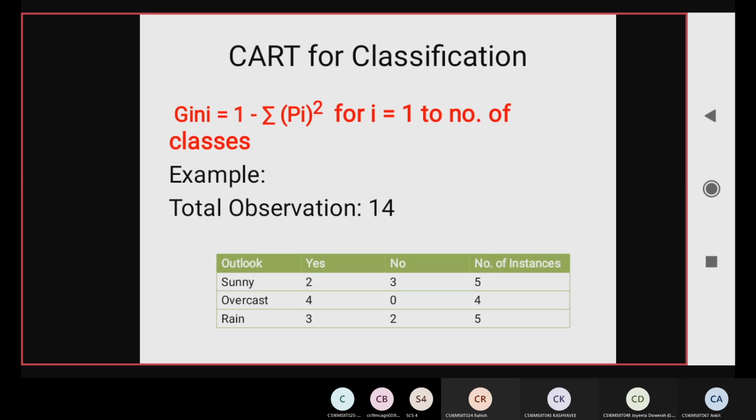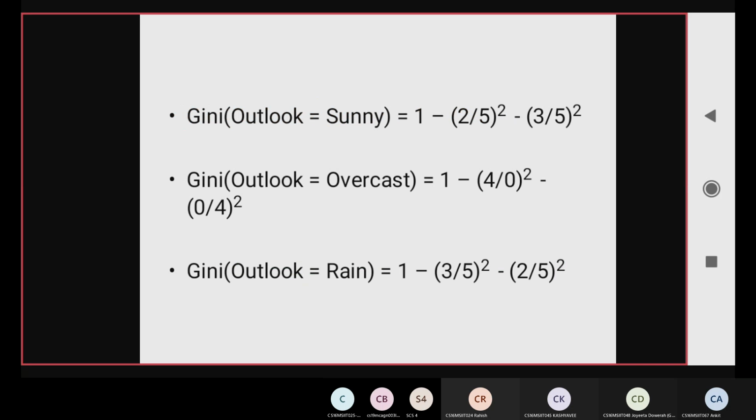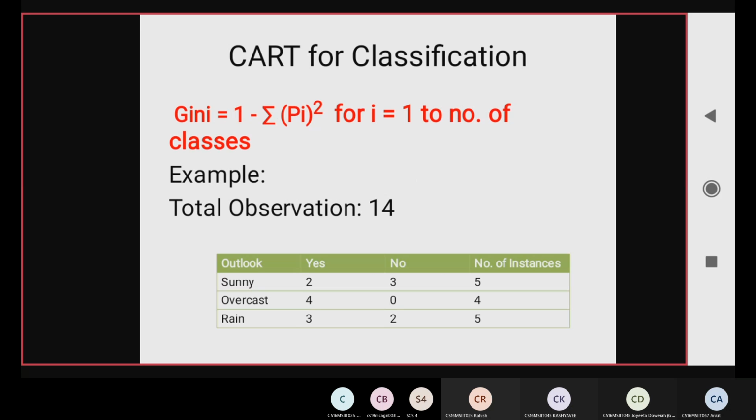There are Sunny, yes, no, okay. We have the total instances as 5, like this. We have calculated the instance. Then we will calculate like this. See the formula: Gini is 1 minus the summation of probability. Then for the instance, we have to square it.